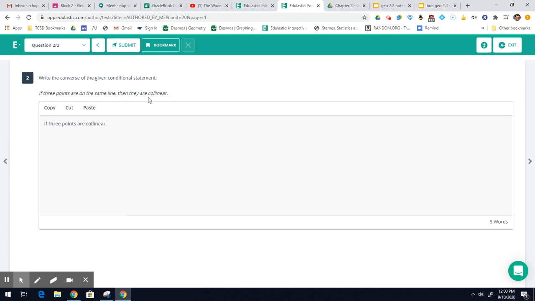So I basically took that conclusion, put it first, but I just changed they to what they stands for, the 3 points. If 3 points are collinear, comma, then, and now I can use the word they referring back to those 3 points, then they, and now the hypothesis of the conditional comes second, are on the same line. And there you go. And that's how you write a converse.